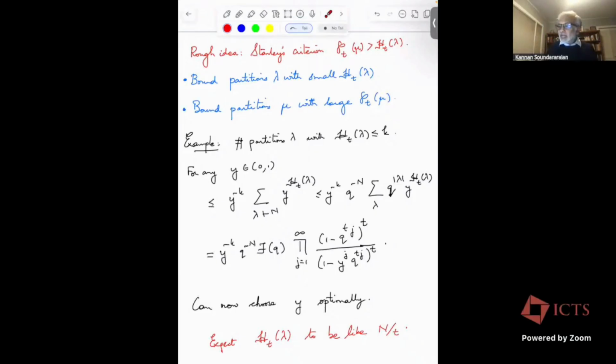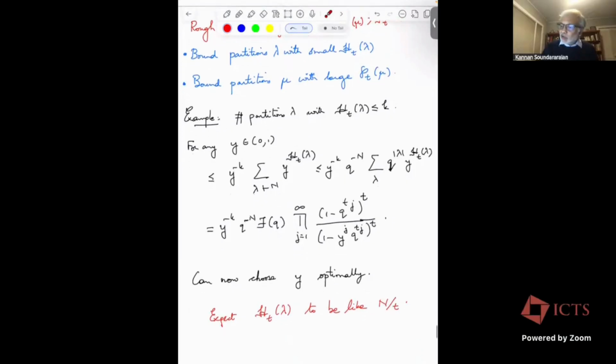So you'd like to understand how often you have partitions lambda where there's a small number of hook lengths of size t, and partitions mu where there's a large value of the sum of parts that are multiples of t. And so if you want to study partitions where the number of hook lengths is small, again, we can play games with the analog of Rankin's trick in this context, or the circle method in this context.